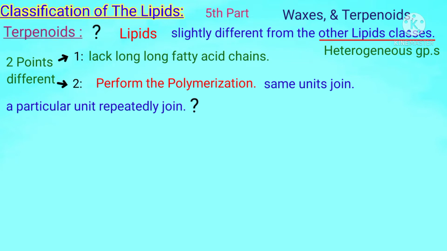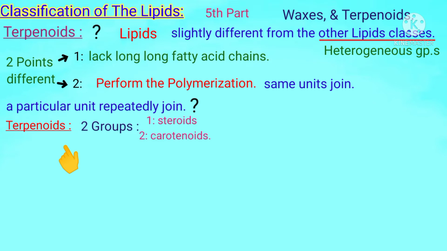Students, terpenoids are of just two types. If we classify the last class of the lipids, terpenoids, further, into how many groups will it be classified? Two groups. Which are these groups? Students, these are steroids first, and secondly, carotenoids. Now, these steroids and carotenoids are actually terpenoids. Terpenoids are also called polyprenoids.